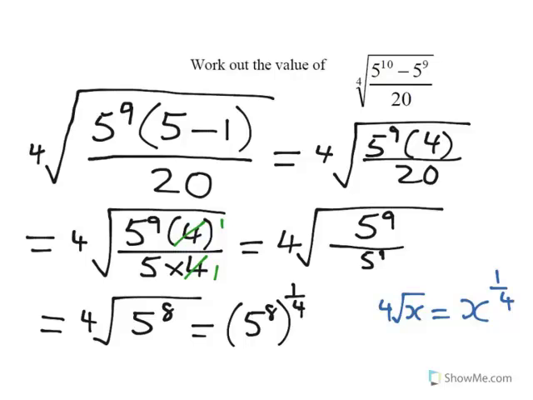And 5 to the 8 to the power of a quarter, raise a power to the power. How does one simplify it? You multiply the powers together, so it's 8 times a quarter. 8 quarters is 2, so you get 5 squared. 5 times 5 is 25, and that's the answer.